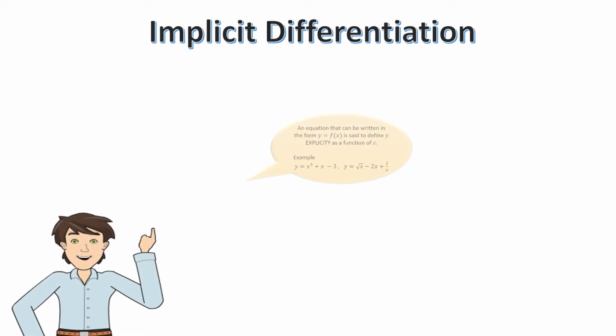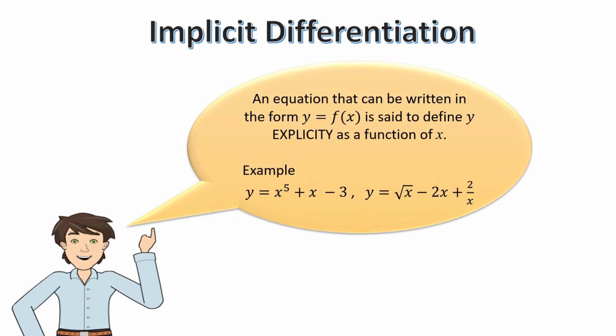Implicit differentiation. Apa itu implicit differentiation? An equation that can be written in the form y equal to f(x) is said to define y explicitly as a function of x. For example, y equal to x power 5 plus x minus 3, y equal to cube root of x minus 2x plus 2 over x. Here, y appears alone on one side of the equation. We call it explicit.